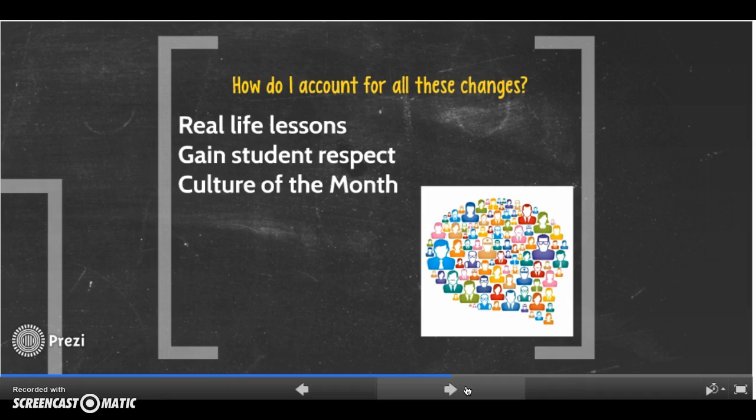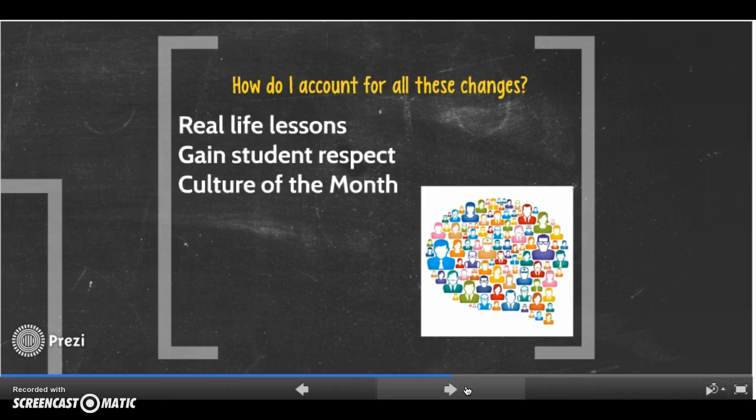So, like I said earlier, they love to use their skills to solve real life problems. That means I need to incorporate real life problems into my lessons. I can't just pass them out this boring worksheet that has problems that have nothing to do with their real life. I need to take what I'm teaching them and implement it into their daily lives.